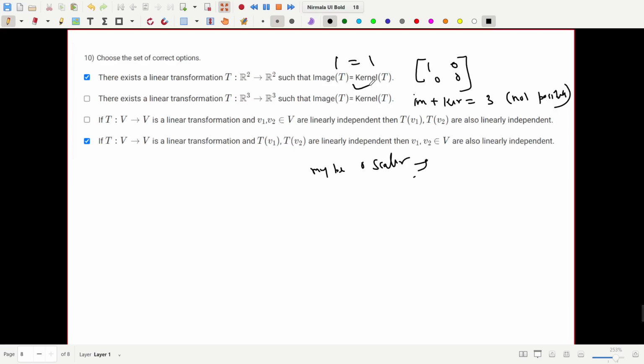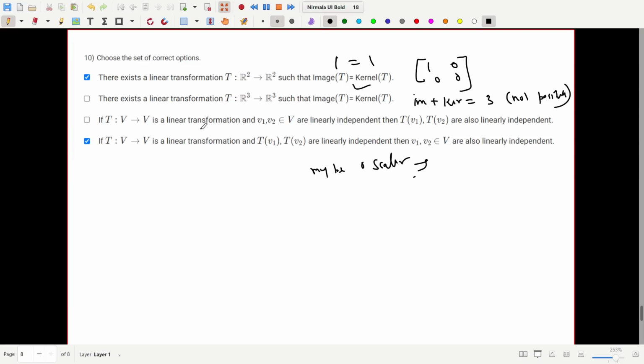So it is possible. But if the transformation is R3 to R3, then it is not possible, because image plus kernel should be 3. So if they are equal, then each should be 1.5, and that is not possible, because the rank and nullity should always be natural numbers. Sorry, it is not possible.